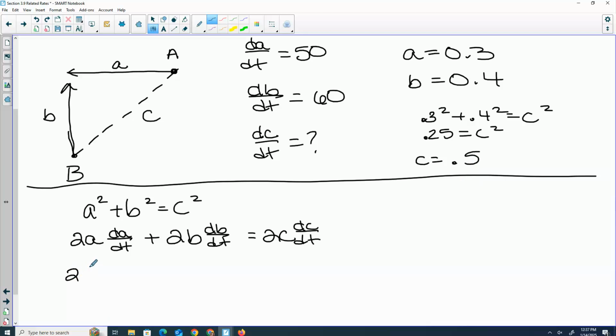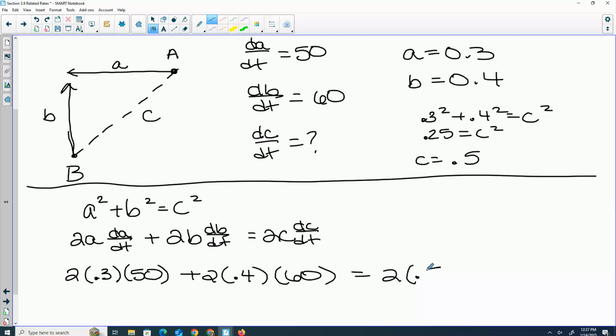So then we can plug in everything. A is 0.3. dA dt is 50. B is 0.4. dB dt is 60. C is 0.5. We don't know dC dt.